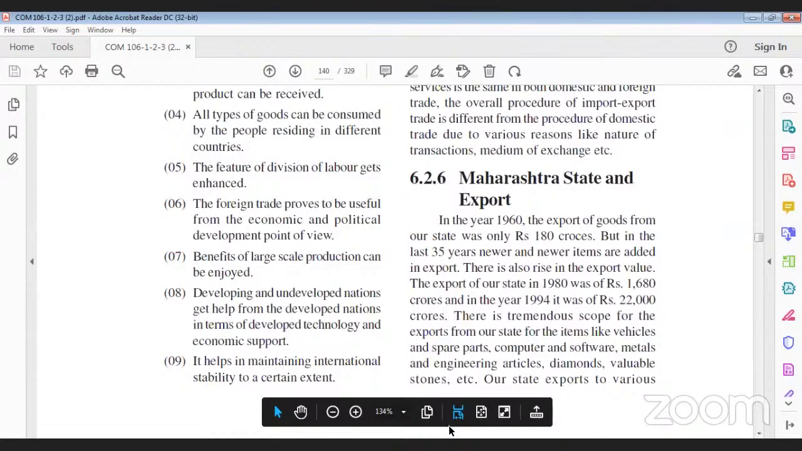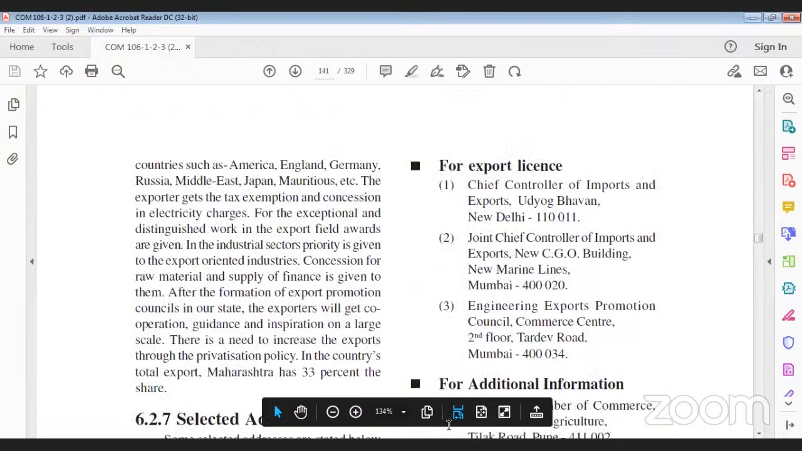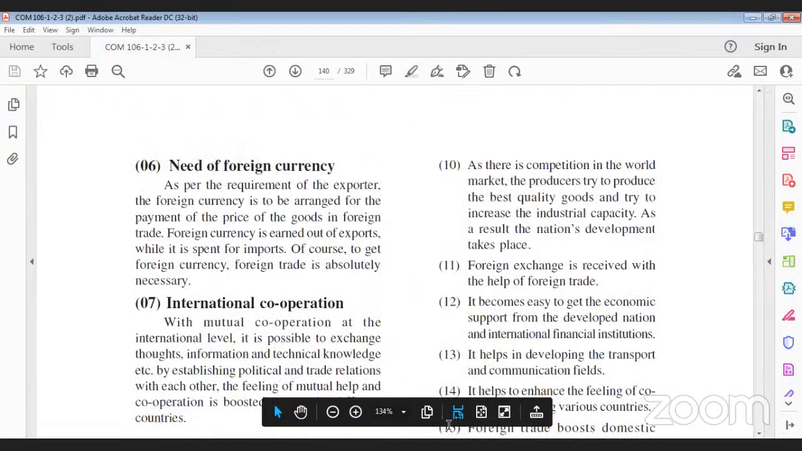Then the tenth point is that as there is competition in the world market, producers try to produce the best quality goods and try to increase industrial capacity. The 11th point is that foreign exchange is earned with the help of foreign trade. Due to this, there is also benefit to foreign and national trade.